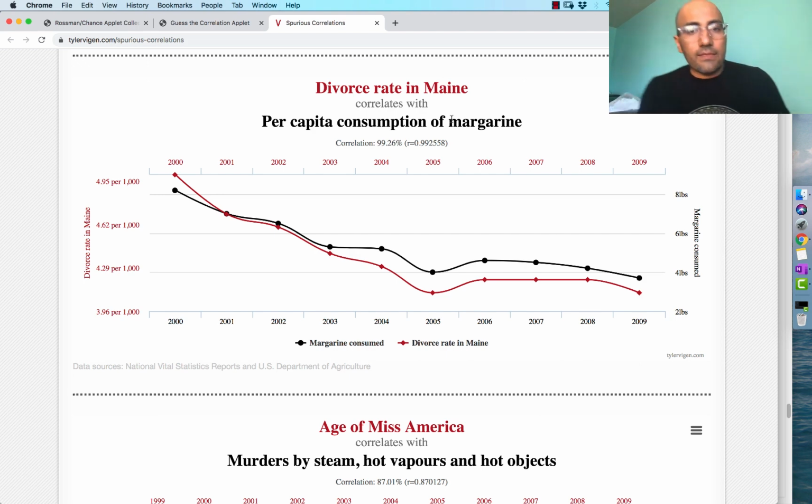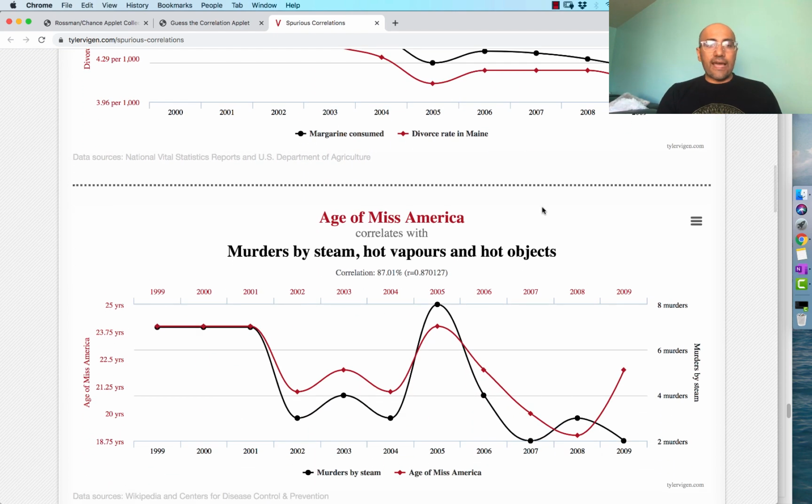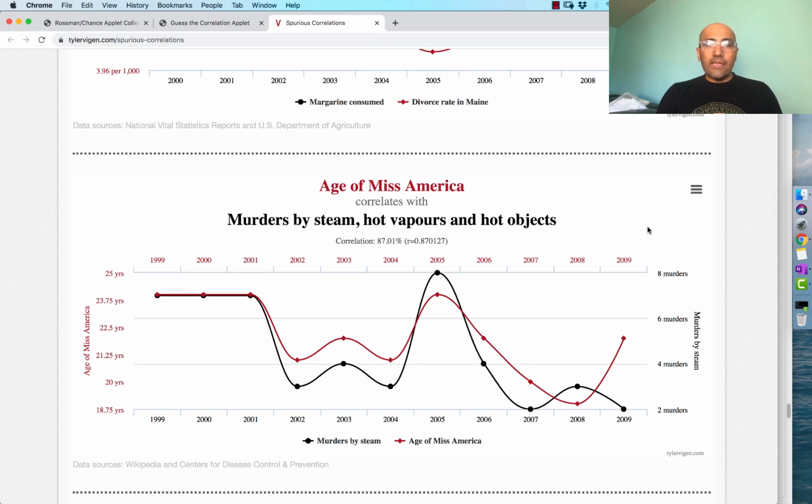So they're correlated. I'm not saying that this correlation is wrong. There's a lot of stuff that's correlated with each other. It's just that one doesn't cause the other. There's no causality. Last one, age of Miss America and murders by steam, hot vapors, or hot objects. Another weird, creepy way to die. The age of Miss America is strongly correlated.